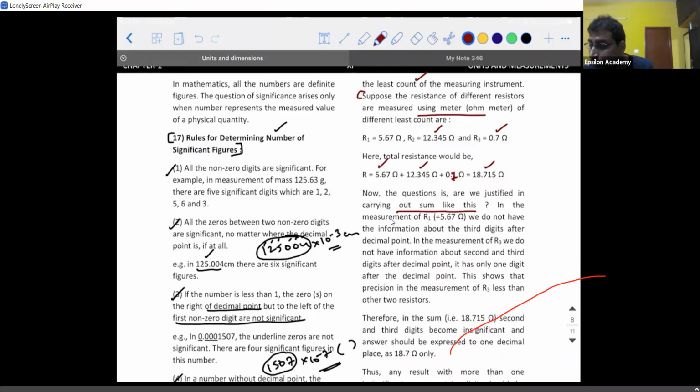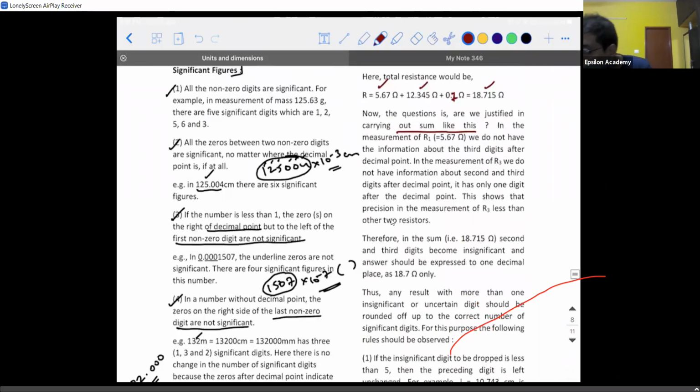So what are we supposed to do? Let's think. Therefore, in the sum 18.715, the second and the third digits become insignificant because of the third measuring device which measured R3. I'm trying to say that in the 18.715, this 15 becomes uncertain. They become insignificant, and the answer should be expressed only till 1 decimal value, and hence your answer is going to be 18.7.